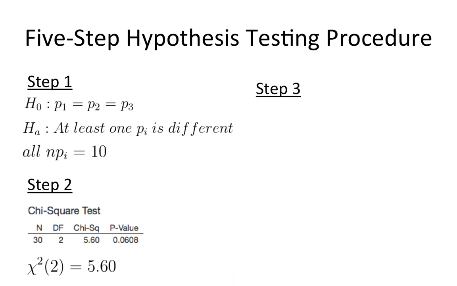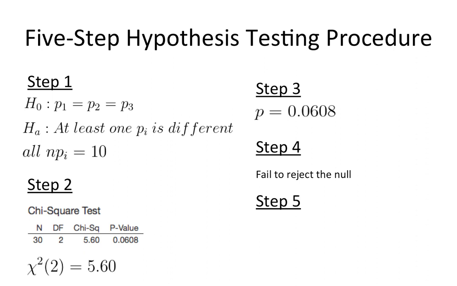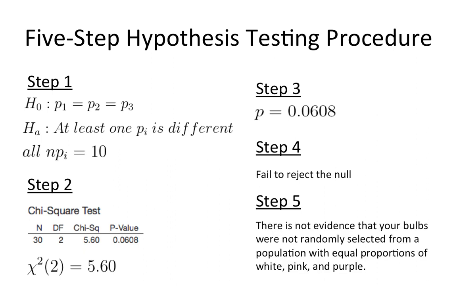Step 3 is to identify the p-value. From our Minitab Express output, we know that p equals 0.0608. Step 4, we make a decision. Because our p-value is greater than the standard alpha level of 0.05, we fail to reject the null hypothesis. And then in step 5, we state a real-world conclusion going back to our original research question.